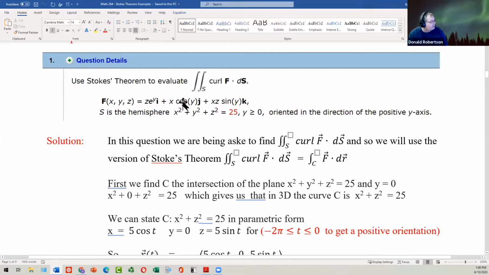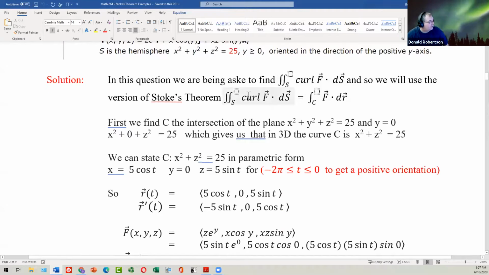Now F is given as this ugly function, and the surface S is a hemisphere, right? So half a sphere. There's the sphere's equation, and y is going to be greater than or equal to 0. So if you can visualize that in 3D, it's not the top half of a sphere, it's like the right-hand side of a sphere. So imagine the sphere being cut vertically and you're only looking at the surface generated on the right-hand side. So that's a little bit different orientation.